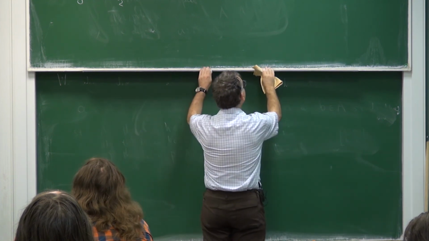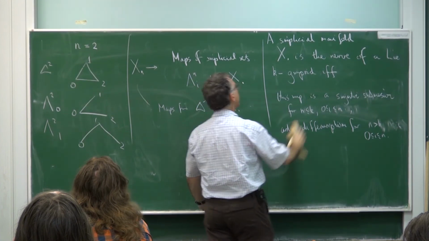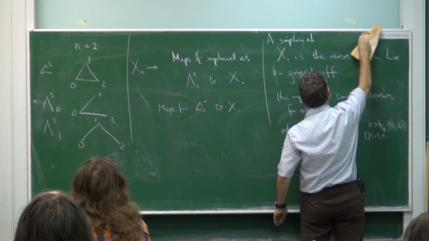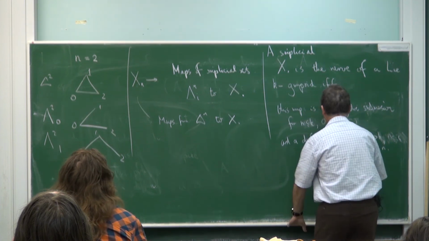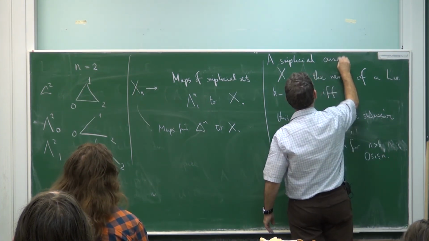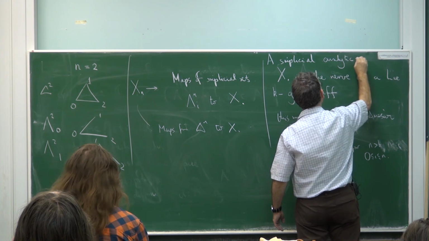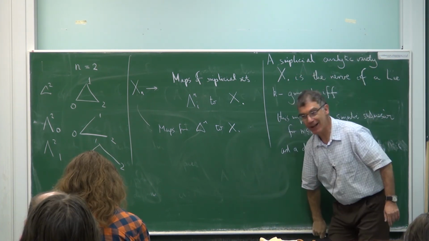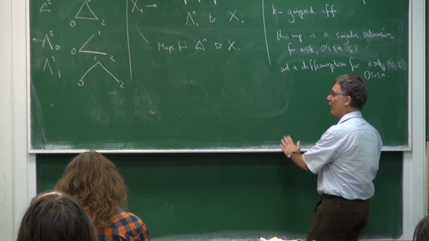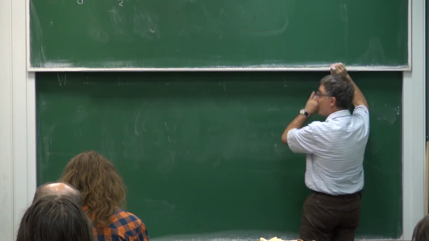I'd better replace simplicial analytic variety. So this is this small generalization I'm making of the groupoids.